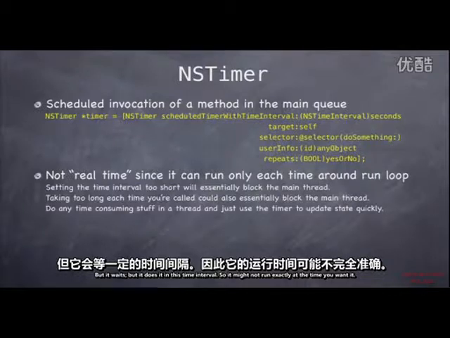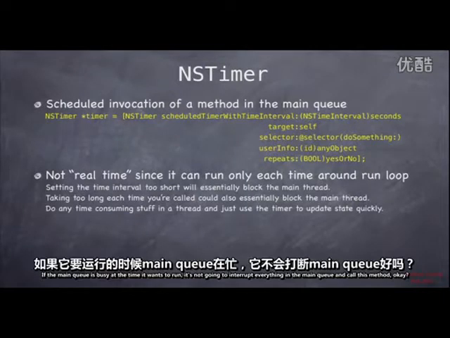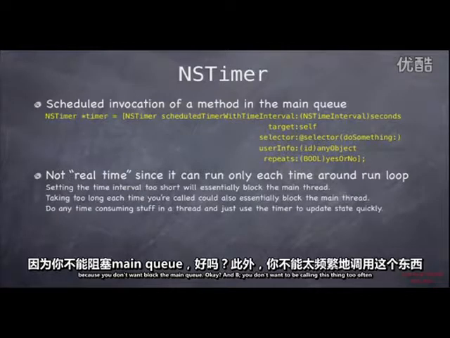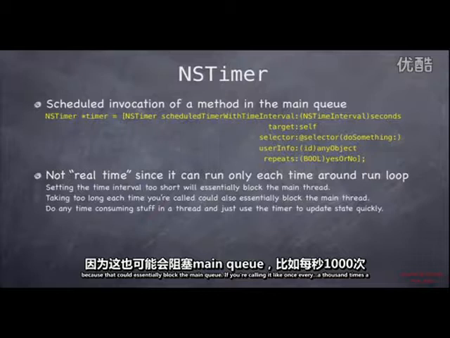So it might not run exactly at the time you want. If the main queue is busy at the time it wants to run, it's not going to interrupt everything in the main queue and call this method. Okay? It's going to post it on there. So you have to be a little bit careful. A, you don't want to do a lot of heavy duty work in this thing because you don't want to block the main queue. Okay? And B, you don't want to be calling this thing too often because that could essentially block the main queue.